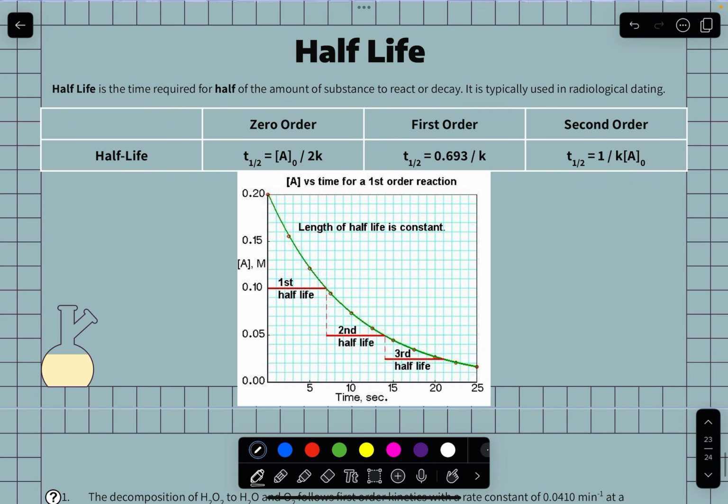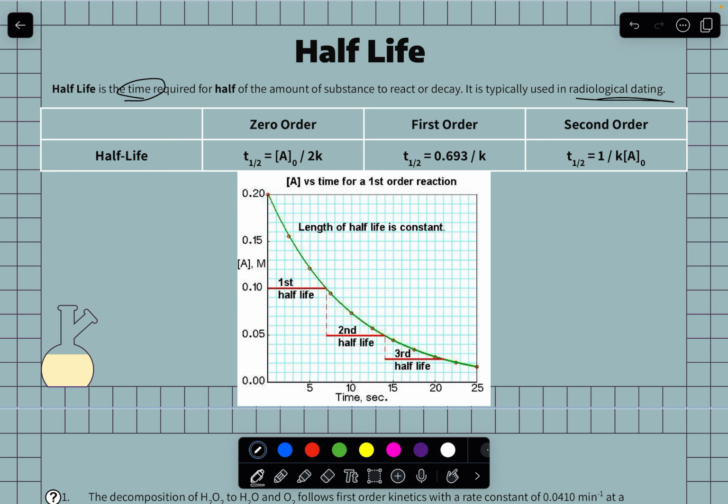Okay, and then our last topic for these notes is half-life. Half-life, we do not have a lot for it, but there are a couple things we need to understand. First, the definition for half-life. Half-life is the time, so it's in time units, for half of the amount of substance to react or decay, right? So this can be used for nuclear chemistry. It can also be used for radiological dating, okay?